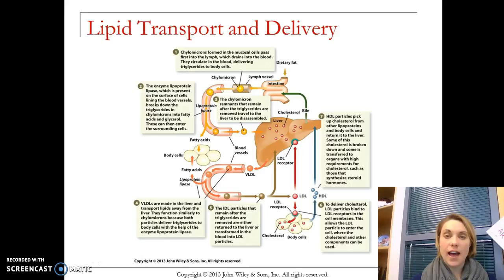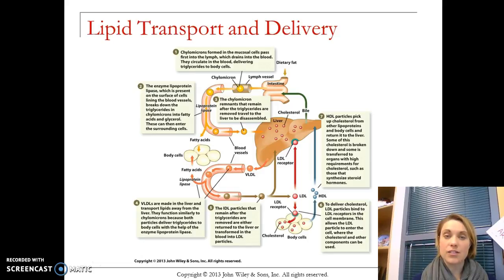So when dietary fat is absorbed into the mucosal cell of the small intestines, the first lipoprotein, the chylomicron, is formed. This then enters the lymph and drains into the blood. Chylomicrons circulate the blood, delivering triglycerides to different body cells. There's an enzyme called lipoprotein lipase, which is present on the surface of cells lining the blood vessels, and this breaks down the triglycerides in the chylomicrons into fatty acids and glycerol. Then these enter surrounding cells to do a variety of things in terms of fatty acid functions.